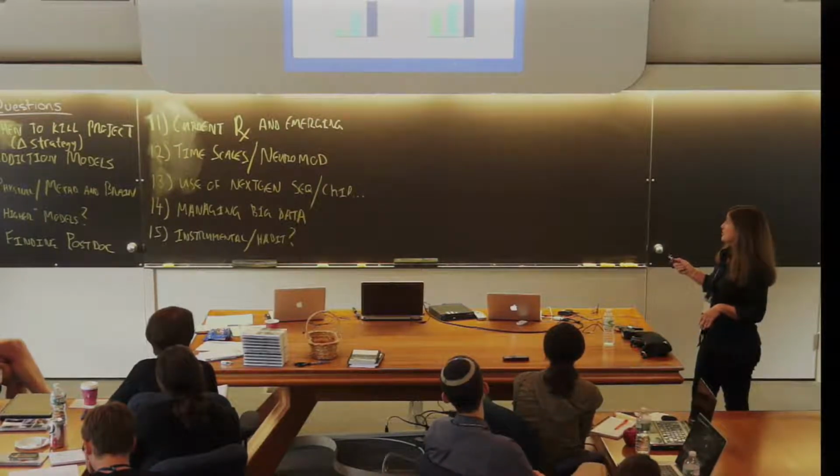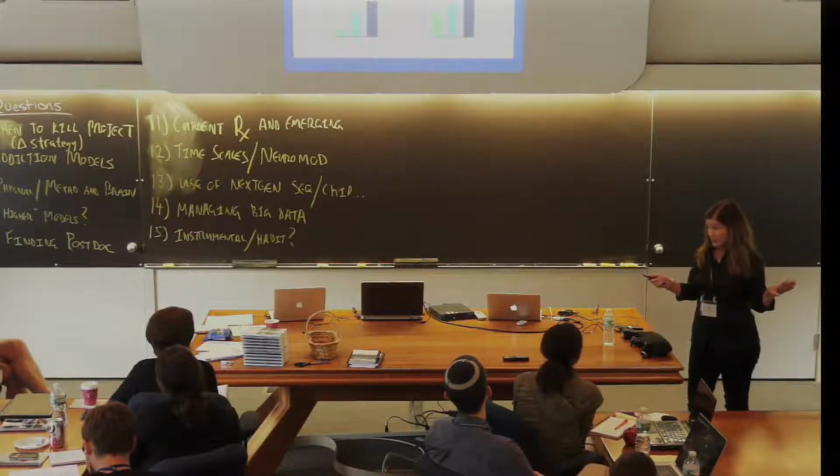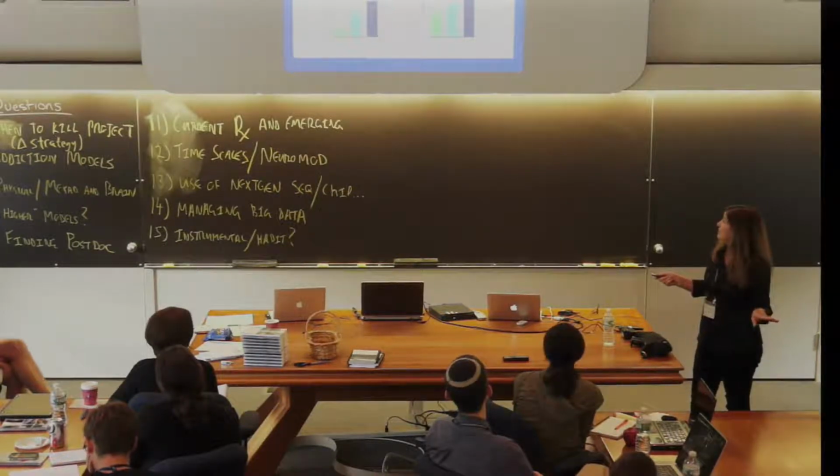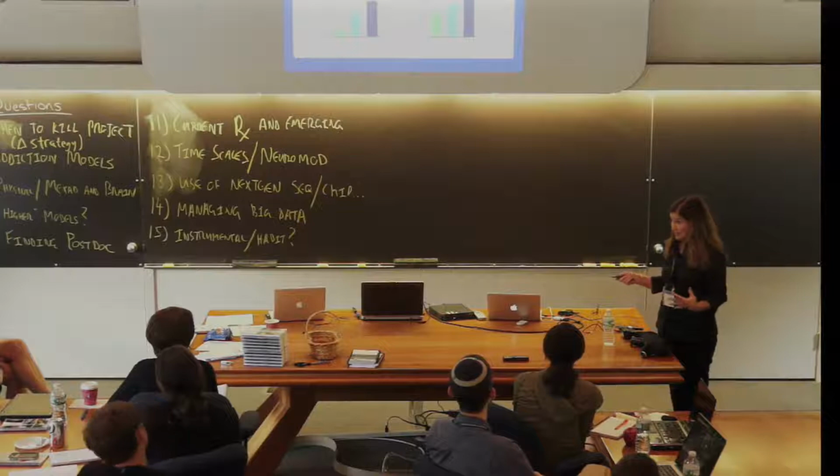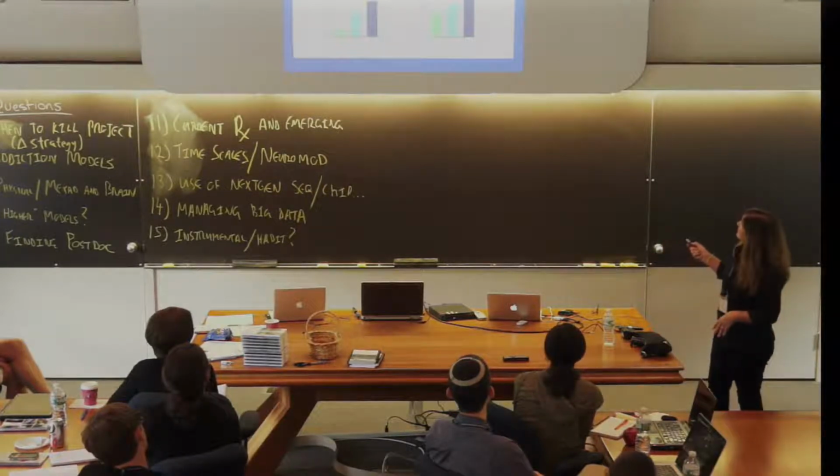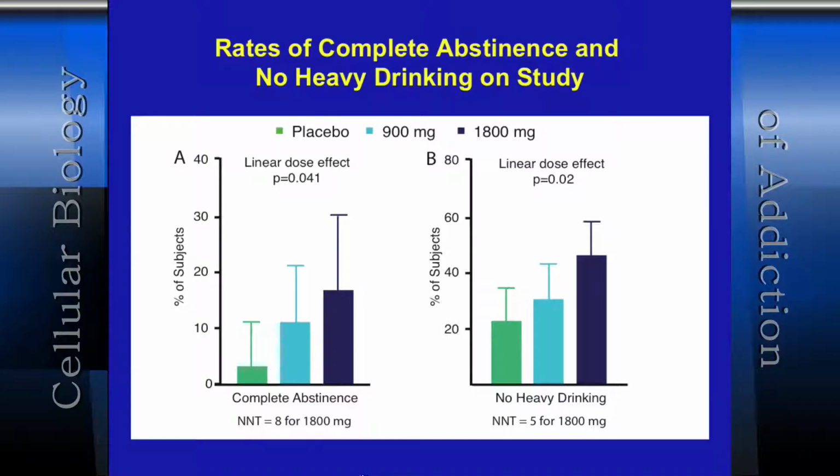Number needed to treat for no heavy drinking at all over the 12-week study was 5, which is a very nice effect size. And what you have here is about half of the population randomized to the 1,800 milligram dose not having a single day of heavy drinking over a 12-week treatment period.